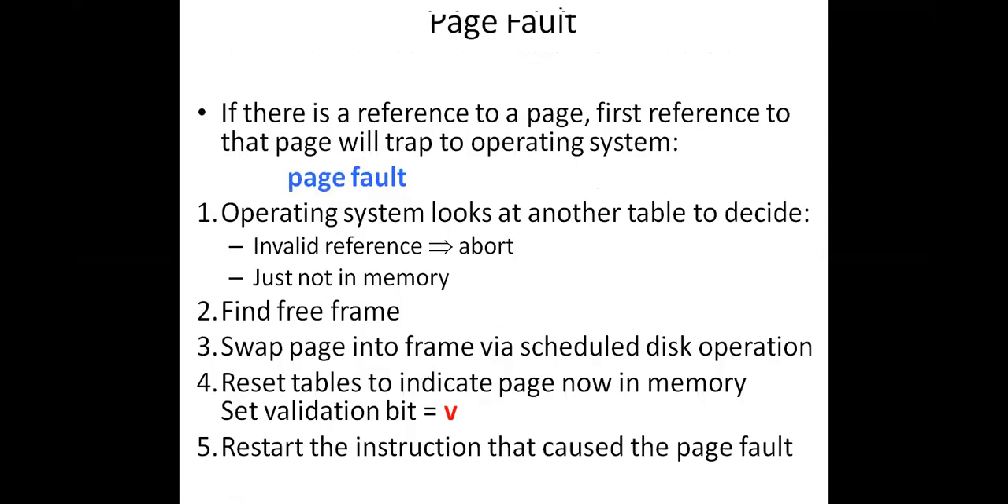This one I already told you, but you need to read once again. If there is a reference to a page, that means there is a need of a page. Refer means we are referring to a page in the main memory. That is called a reference, right? If there is a reference to a page, the first reference to the page will trap to the operating system. That means the page is not in the main memory, so it is called a page fault. Then what will the operating system do? It will do the following 5 steps.